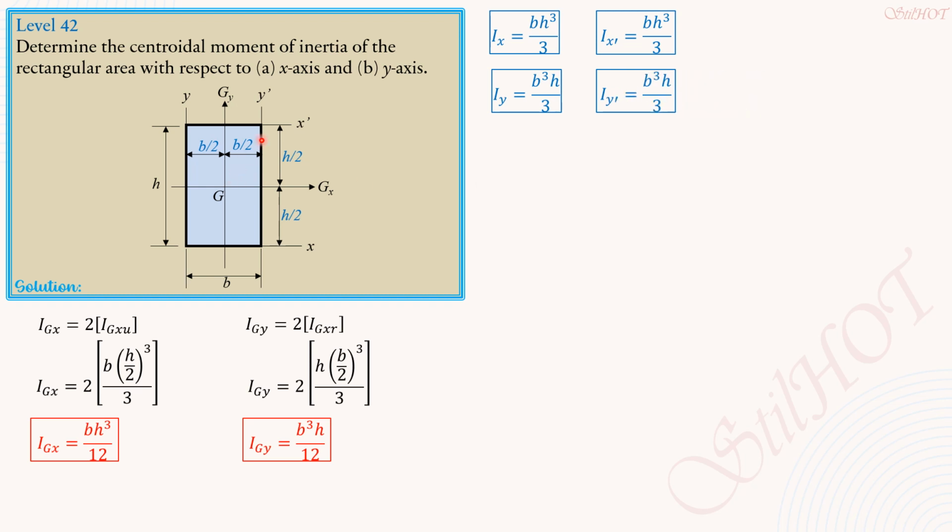So even if the orientation of the axis is different, remember the corresponding formulas. With respect to the base edge, it is one dimension cubed times the other dimension perpendicular to that axis, divided by 3. But with respect to the centroid parallel to the base, it is bh cubed over 12, and perpendicular to the base through the centroid, b cubed h over 12.